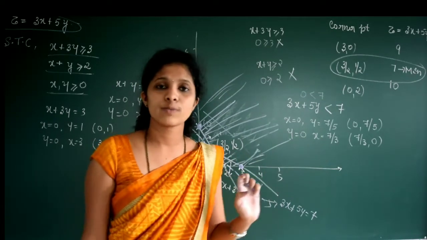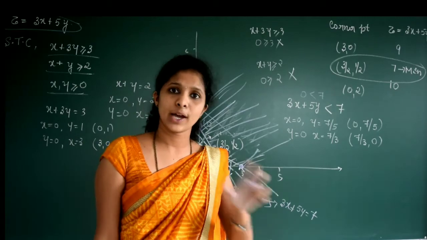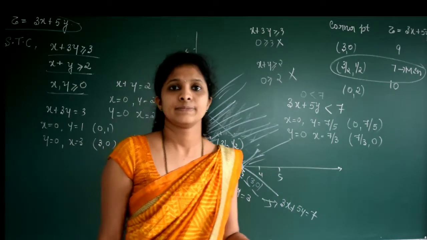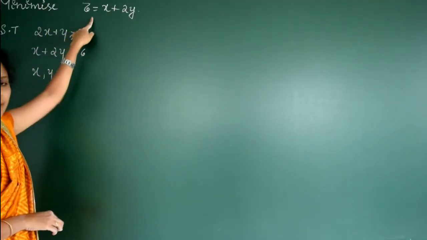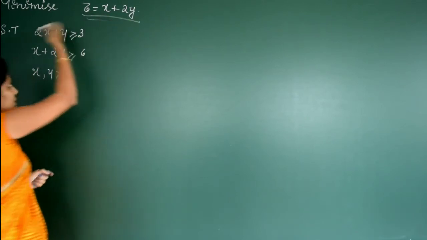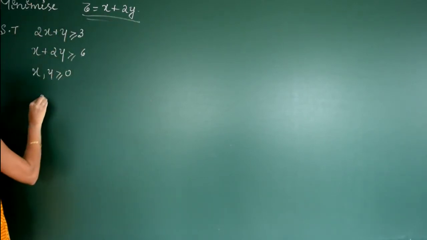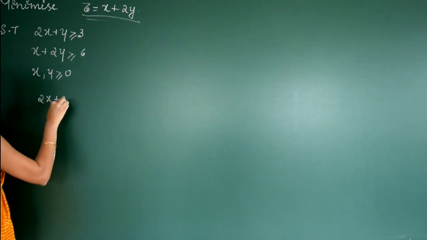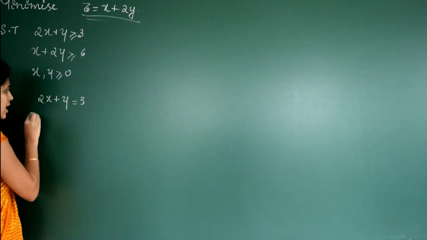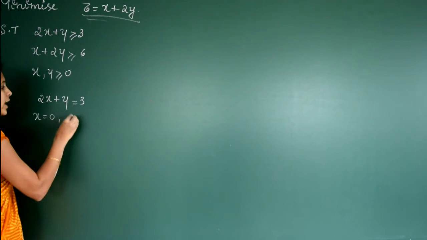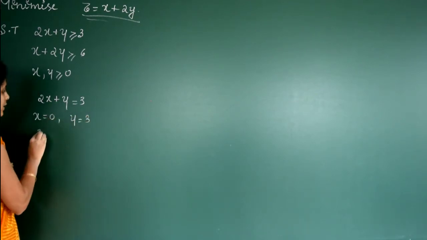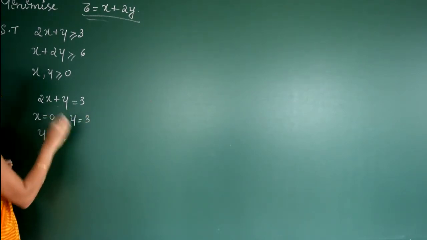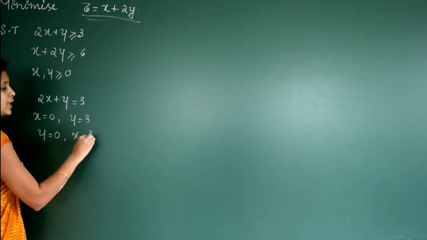Okay, some homework problems I'll give you. You have to solve that, and if you have any doubt, you can contact me. Here also you have to minimize z is equal to x plus 2y. Everywhere positive is there, so directly we can solve this. So first I'll consider 2x plus y is equal to 3. When the value of x is 0, y will be 3. When the value of y is 0, x will be 3 by 2.